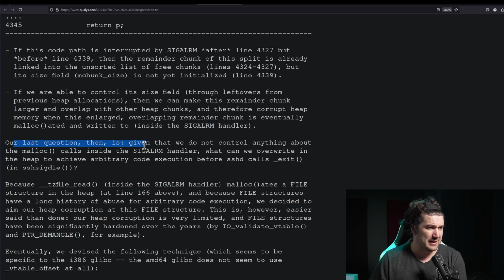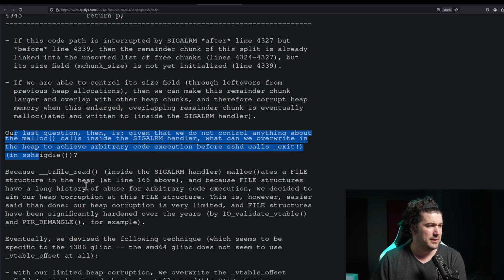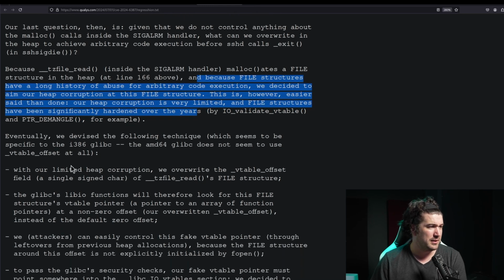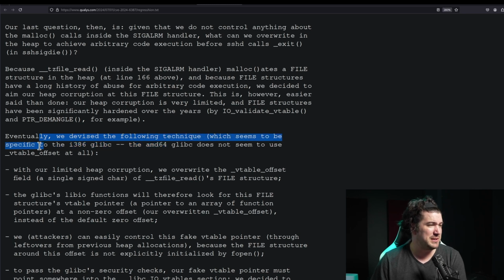Our last question then is, given that we do not control anything about malloc calls inside of the sigterm handler, what can we overwrite in the heap to achieve arbitrary code execution before SSHD calls exit? Validates a file structure in the heap, and because file structures have a long history of abuse for arbitrary code execution, we decided to aim our heap corruption at this file structure. This is, however, easier said than done. Our heap corruption is very limited, and file structures have been significantly hardened over the years. Eventually, we devised the following technique, which seems to be specific to the i386 glibc. The AMD64 glibc does not seem to use vtable offset at all.